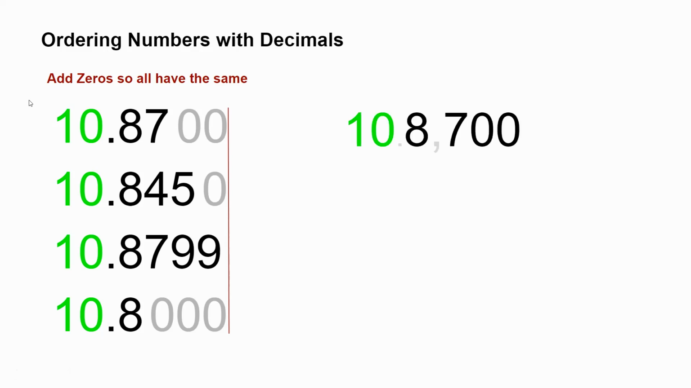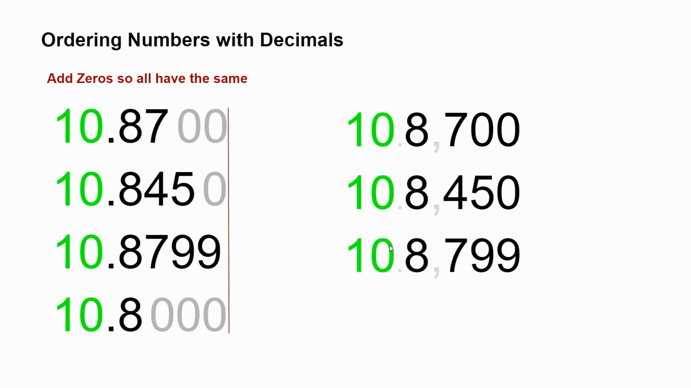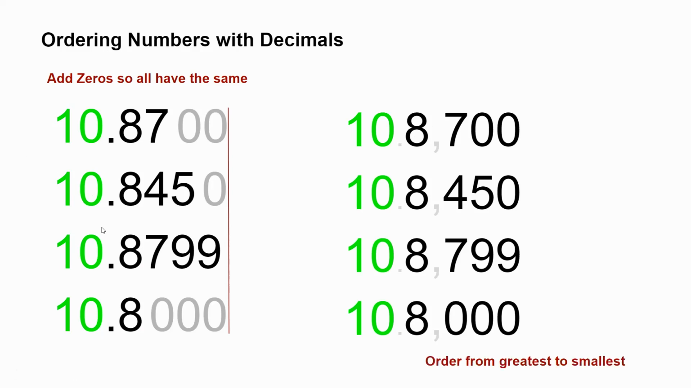So we could think of this as 108,700, 108,450, 108,799, and 108,000 even. This makes them easier to compare. Now let's order them from greatest to smallest. We look over those numbers and we look for the biggest one. And it looks to me like 108,799 is the biggest of those.